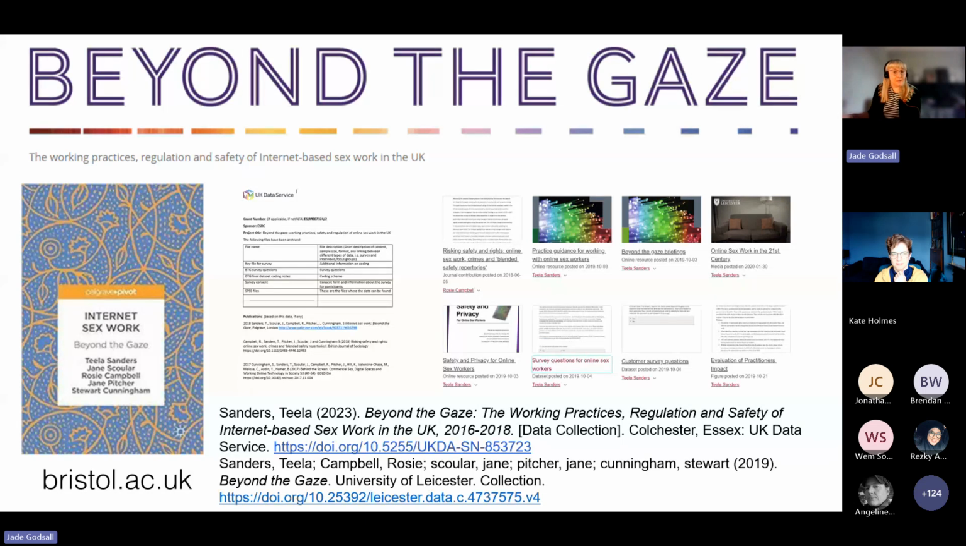The data set itself is available via application through the UK Data Service, due to the sensitive nature of the material. But that isn't the only research data that was produced. The team have also shared blank copies of the survey questions, a study protocol, impact evaluation, briefing reports, practice guidance for other researchers doing similar work, and also safety and privacy guidance for online sex workers.